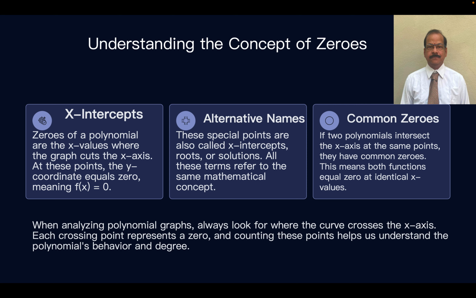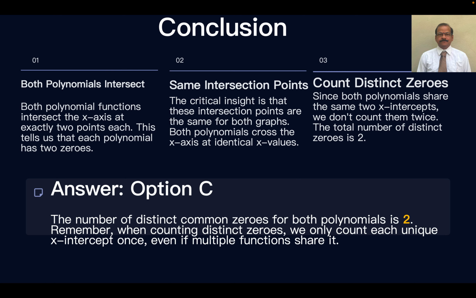So the maximum number of intercepts is equal to the degree of the polynomial. So intercepts can be less than the degree of the polynomial, but they cannot be more than the degree of the polynomial. And that's what you have to mark here. So here comes the final answer. Answer is option C. The number of distinct common zeros for both polynomials is 2. Remember, when counting distinct zeros, we only count each unique x-intercept once, even if multiple functions share it. Fine.